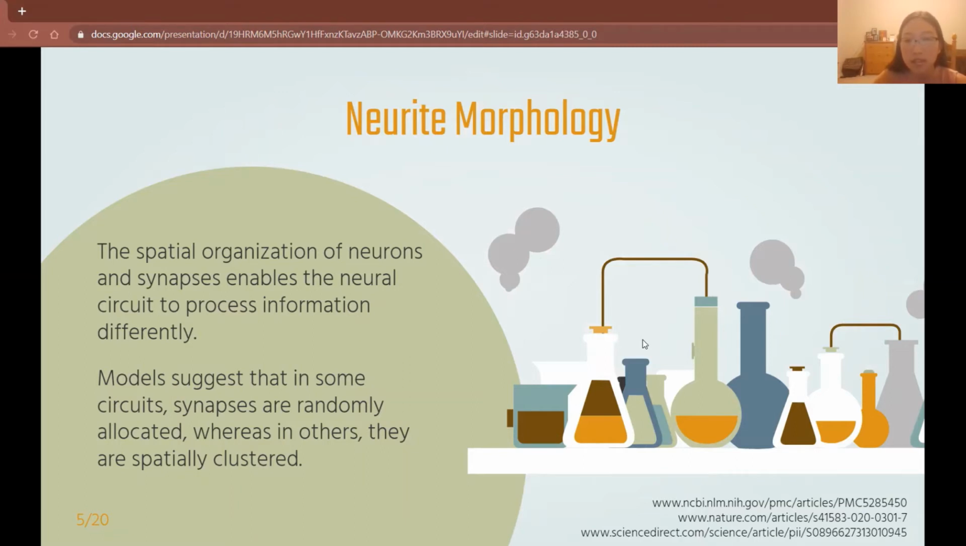In the rat, there's evidence that shows that hippocampal cells work better with randomly allocated synapses, and pyramidal neurons work better with clustered synapses.